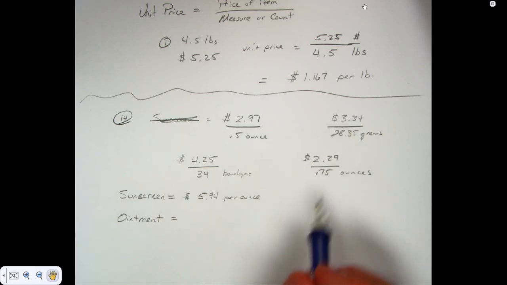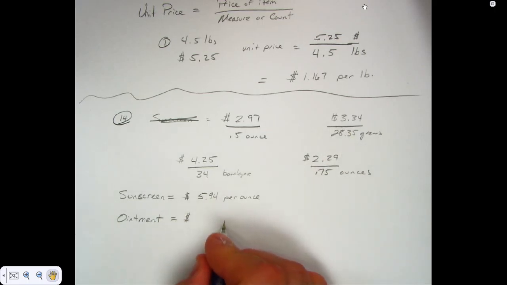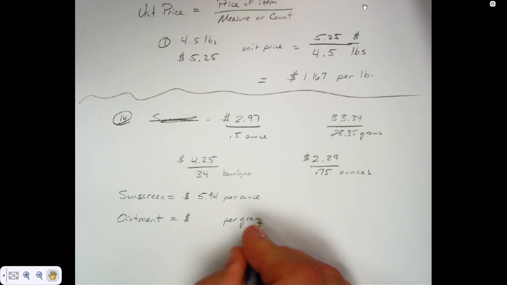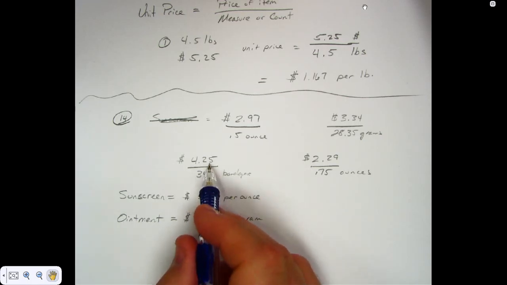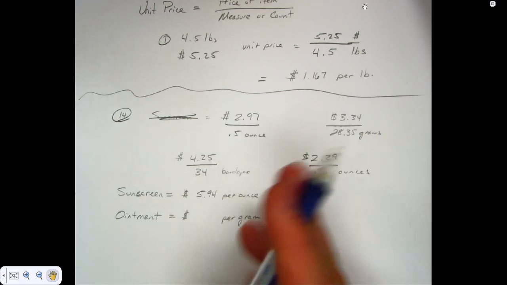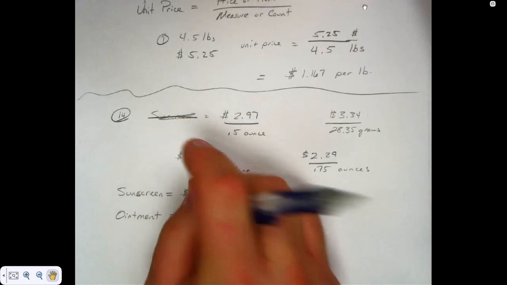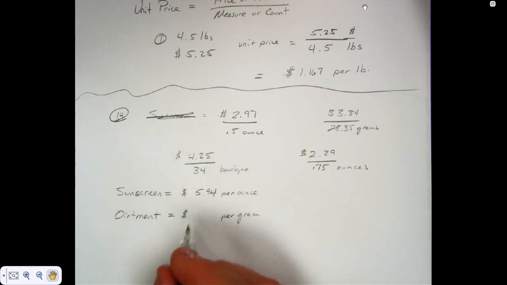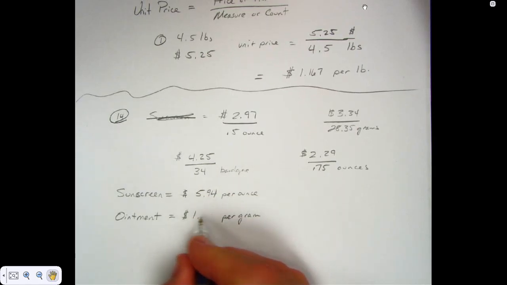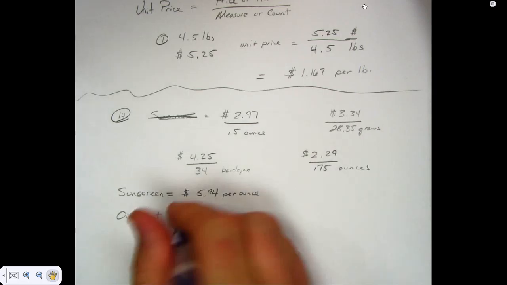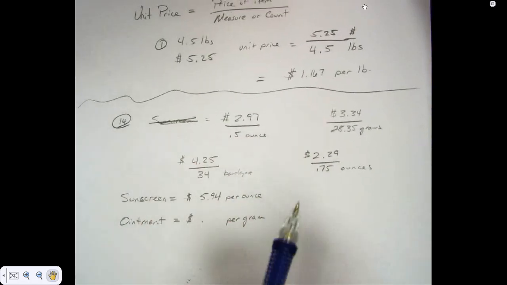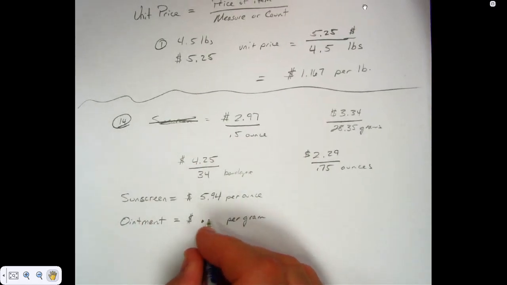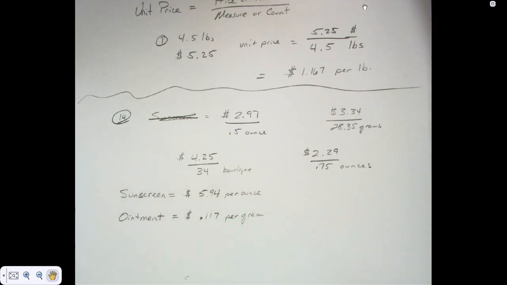is this one right here, dollars per gram. Now round it to three if you can. Could this one be rounded to three? Yeah, it's 0.1178, so it could be 0.118. Okay, this one is 0.117. Yes.